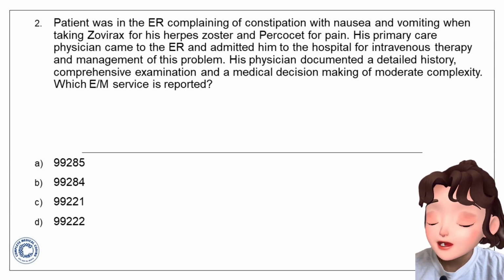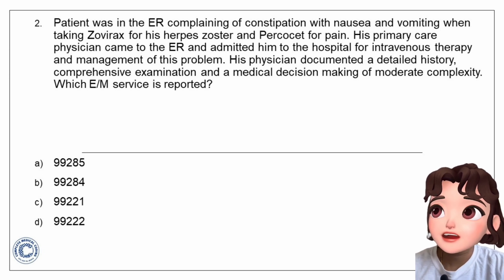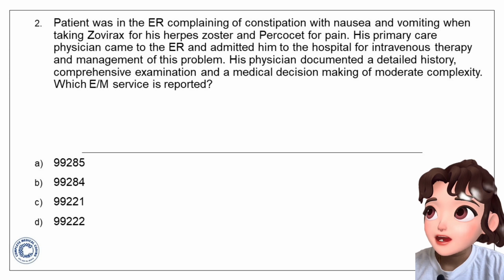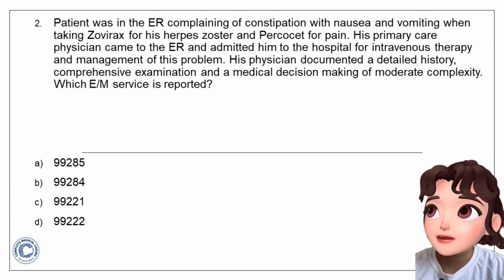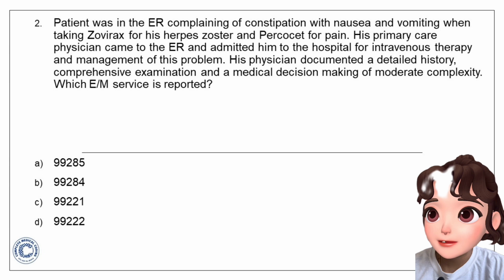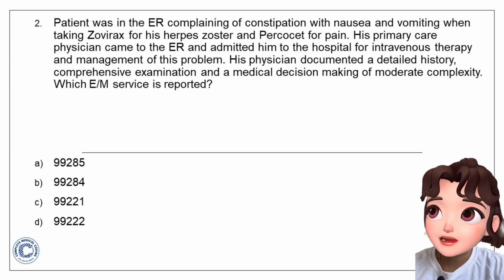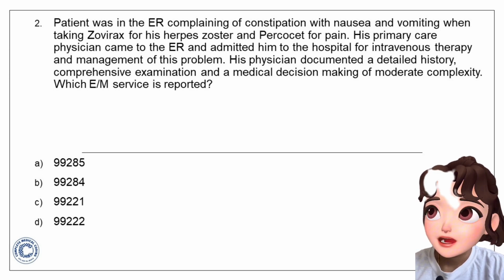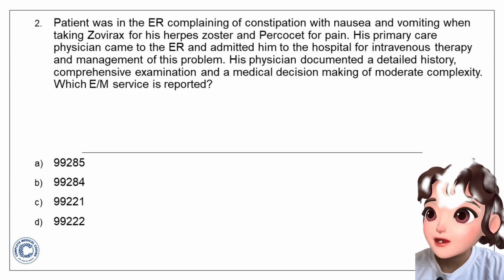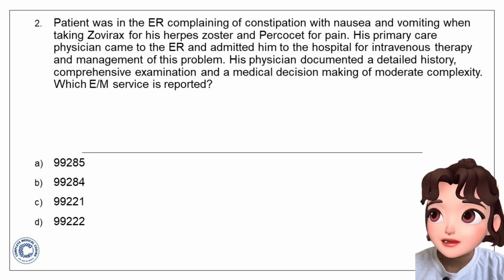What is 99221? Actually, here, what procedure is being done? The patient was in the ER complaining of constipation and nausea and vomiting, but his physician, his PCP, primary care physician, came to the ER and admitted him to the hospital for IV therapy and management. Okay, so where is the procedure done? Actually, it's not in the ER. The procedure is being done in the hospital setup, not in the ER. So we have to code for hospital care, not for the emergency department.